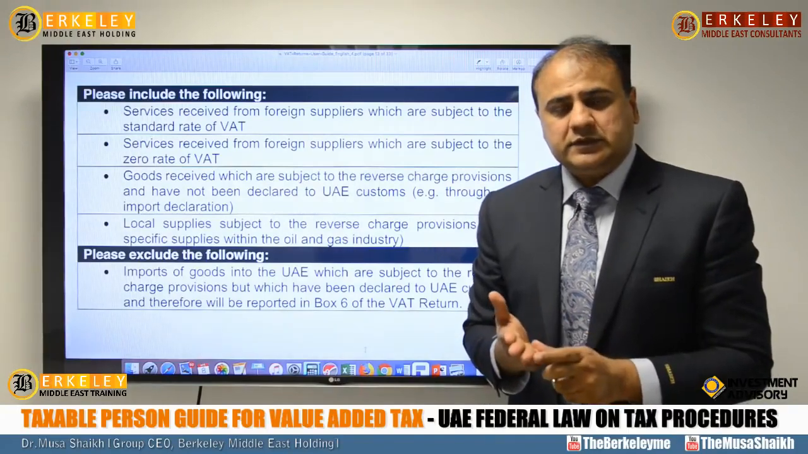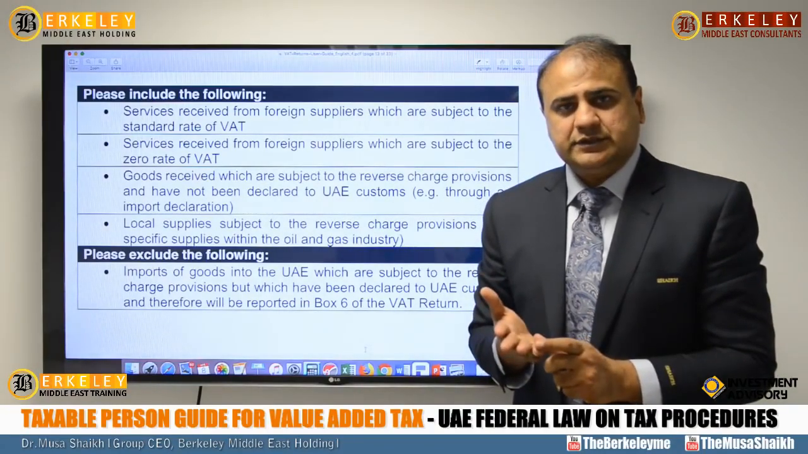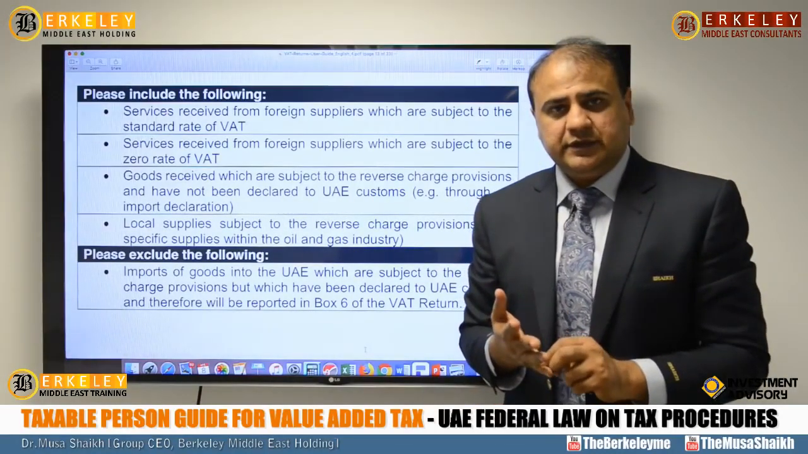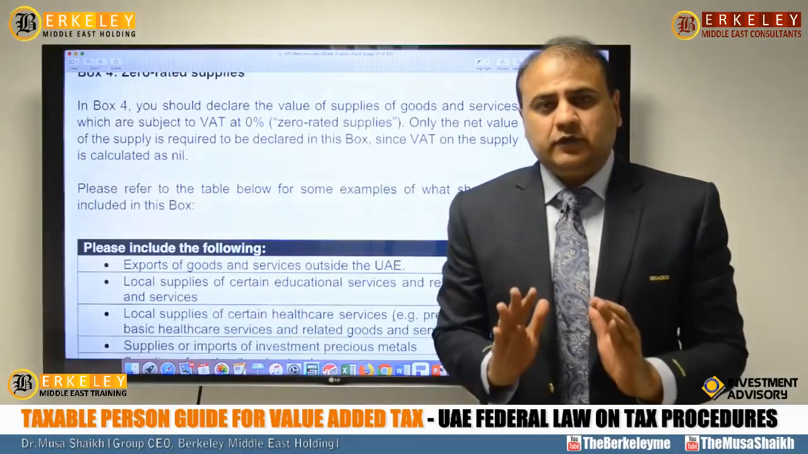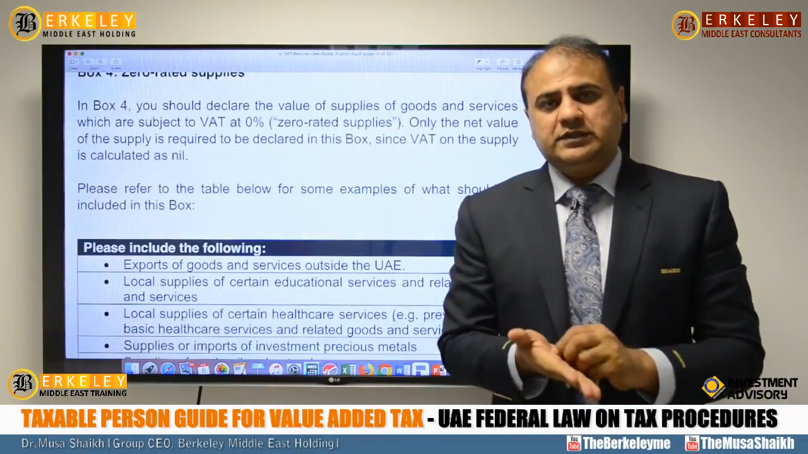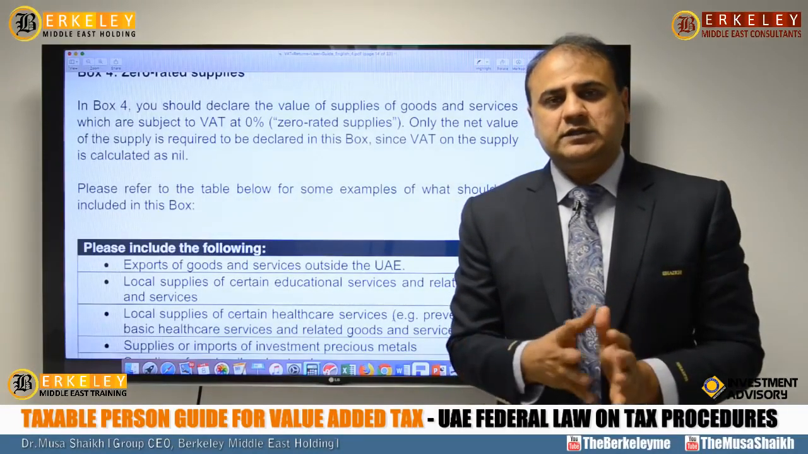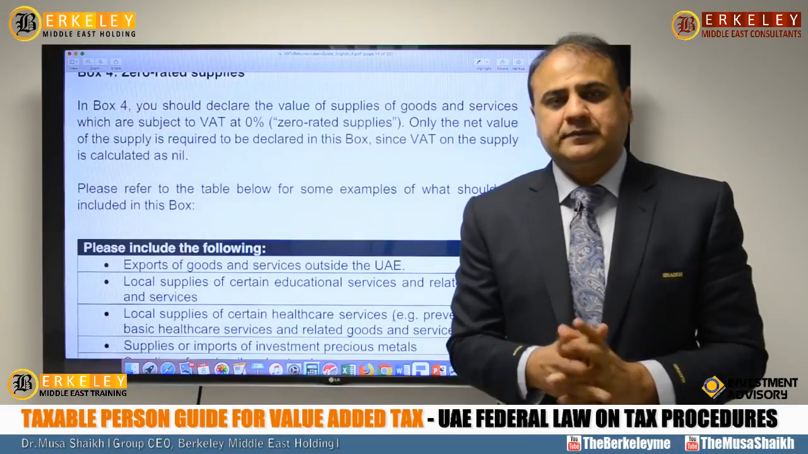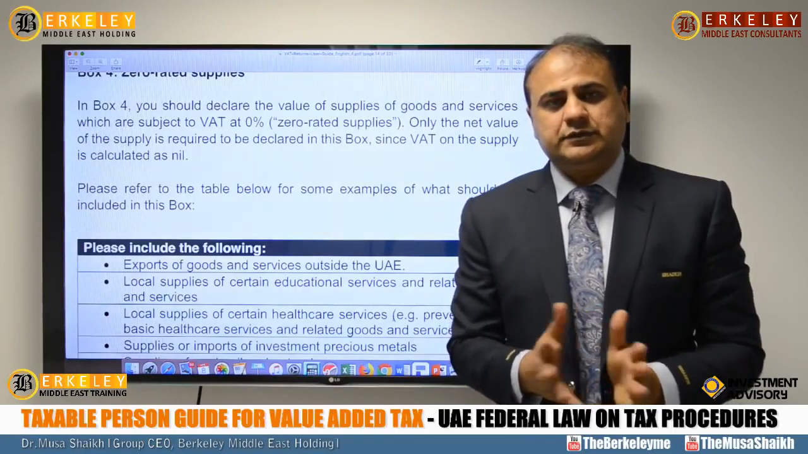And any kind of local supplies which are related to oil and gas are subject to a reverse charge. You should exclude import of goods which is subject to reverse charge but has been disclosed to UAE customs. For box 4, where you are going to put the zero rated, you are just applying a 0% rate on the value added tax. So you should know what you have to include and what you have to exclude.